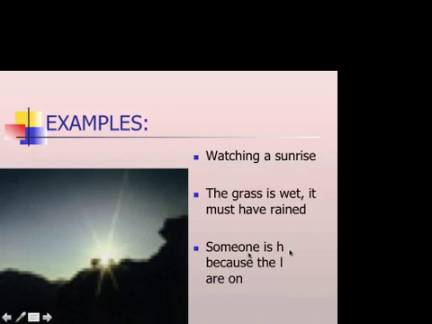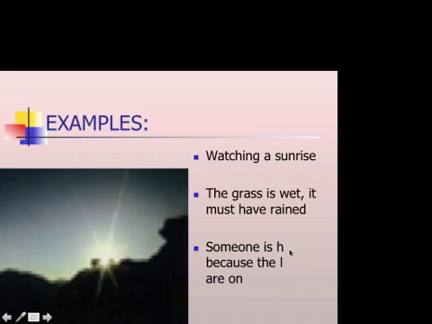Someone is home because the lights are on. Inference. And which one's the inference, which one's the observation? Because the lights are on. Yeah. Mike, someone is home is the inference, okay? And because the lights are on is the observation. There we go, so observation is the lights are on. Inference is somebody must be home.